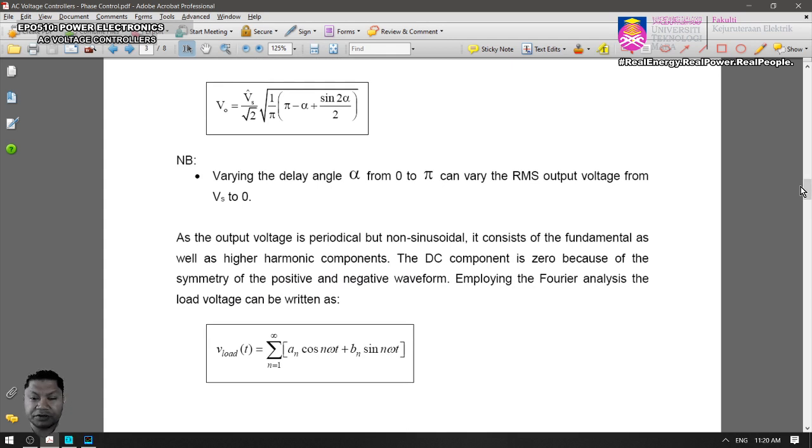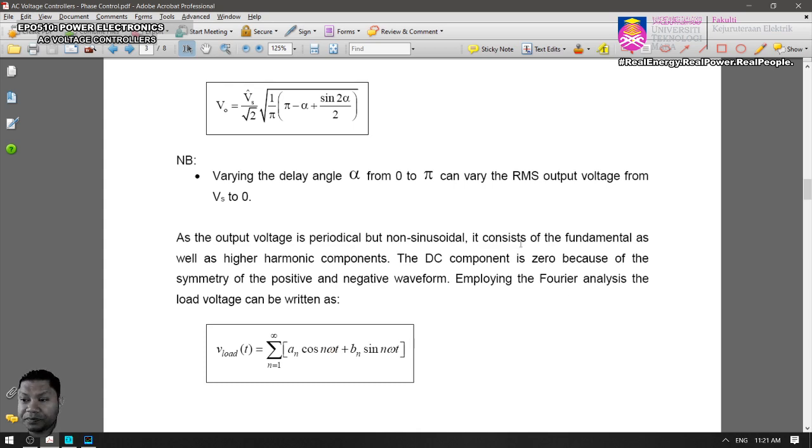Next is that. Okay, so again, I did mention to you just now, because it is periodic but non-sinusoidal, it consists of the fundamental as well as higher harmonic components. So the output voltage can also be represented in the form of Fourier harmonics, or in the harmonic spectrum, where you're going to see the fundamental component as well as all these harmonics. It can be represented by this harmonic equation, or you can have Cn sine (n omega t plus phi n), with n equals 1 to infinity. They are the same equations here.